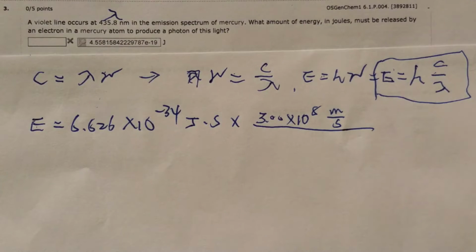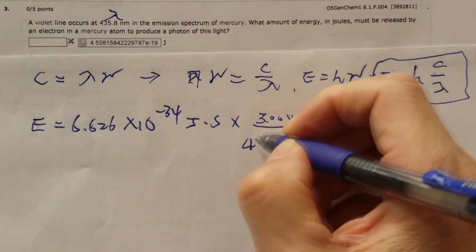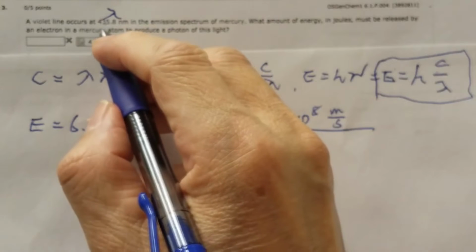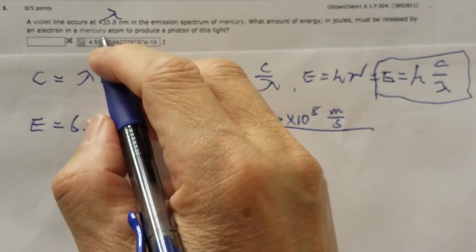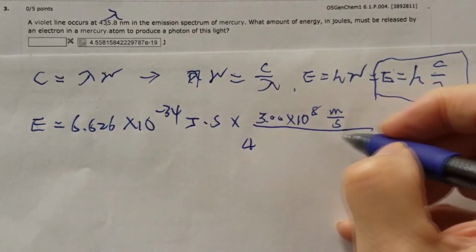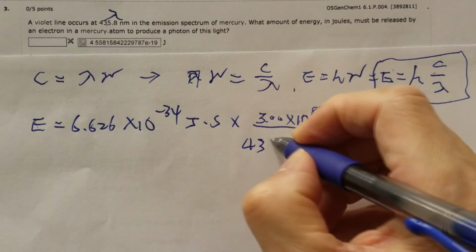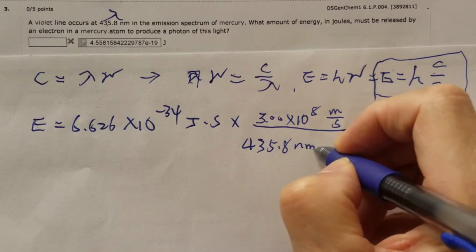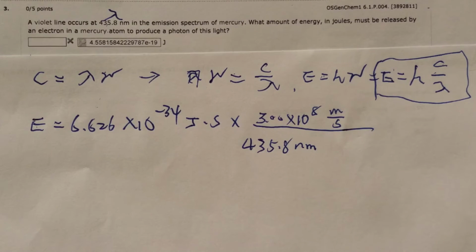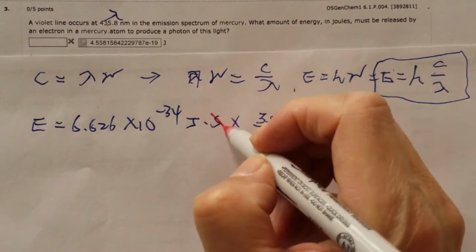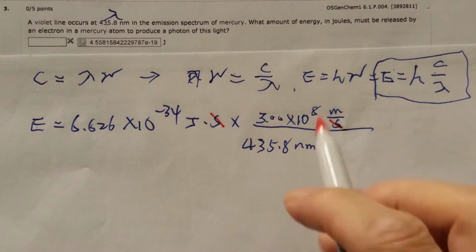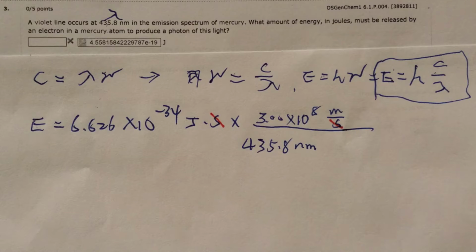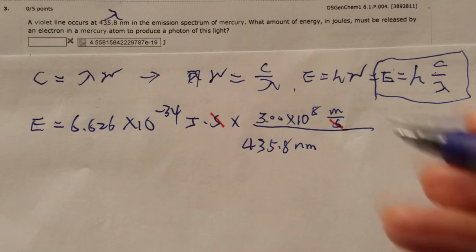And now the lambda is given right here for 135.8. That's nanometers. You see, we have a problem. So now, well, we can cancel the second and second here, but you see meters and nanometers, they cannot cancel each other.